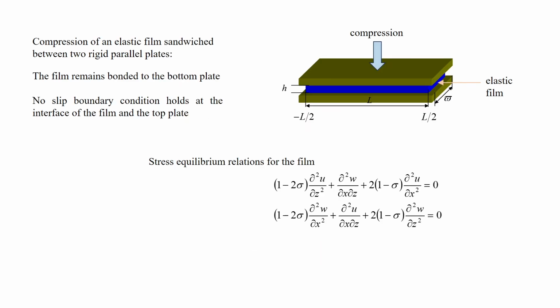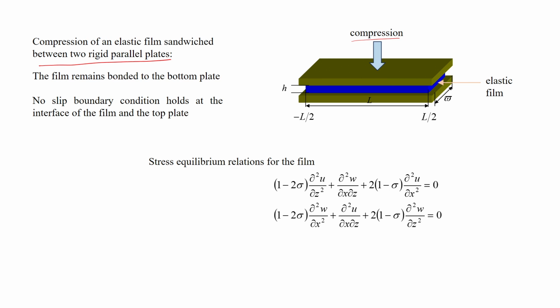So, these are the basic equations, and they will anyway be valid for all the problems. Now I am defining the problem, which means I am actually talking about the boundary conditions, that is all it means. The compression of an elastic film sandwiched between two parallel plates means I am applying some compressive load here. The film remains bonded to the bottom plate. Bonded to the bottom plate means that there is no deformation at z is equal to 0, either in the horizontal x direction or in the vertical direction.